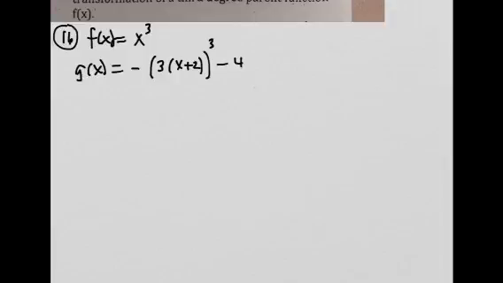So that equation right there represents exactly what it says on 16. And I just went step by step and did each parameter. I input each parameter based on what it says.